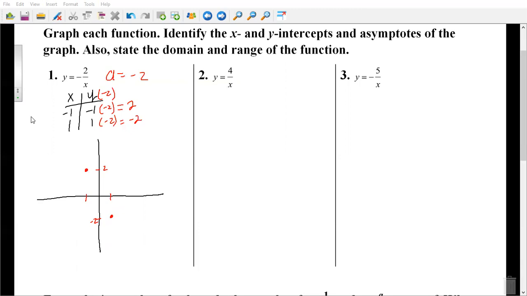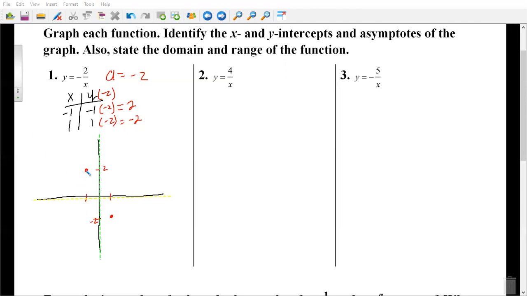I'm going to be a little bit of a cheater and draw my asymptotes with help. So I have an asymptote here, and I have an asymptote here. Those are my boundary lines that I'm not going to cross. So I'm just going to sketch my graph following those asymptotes.